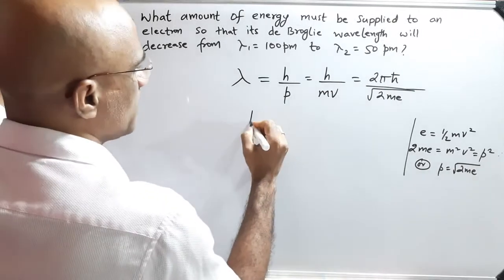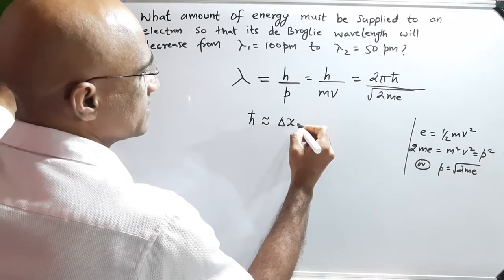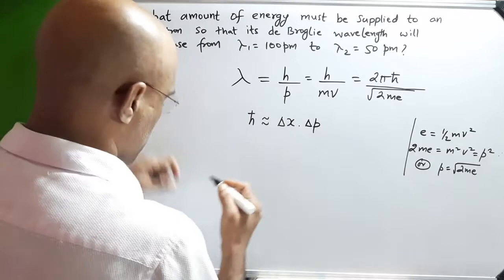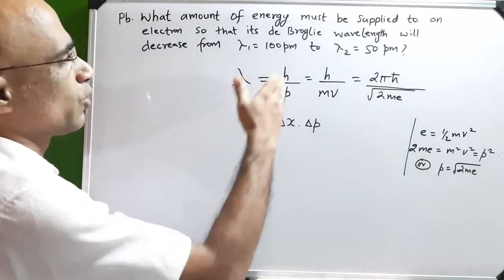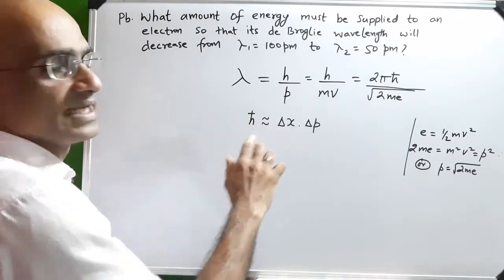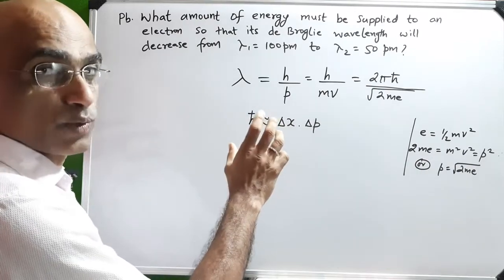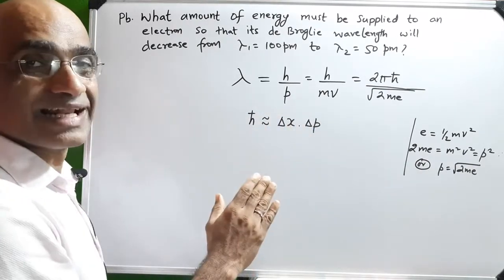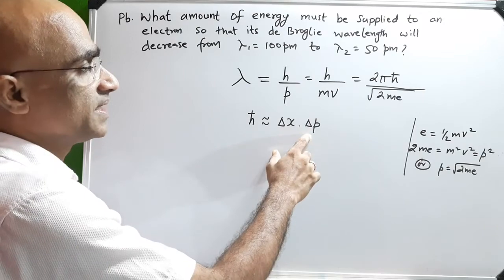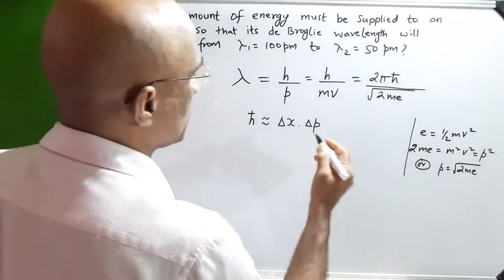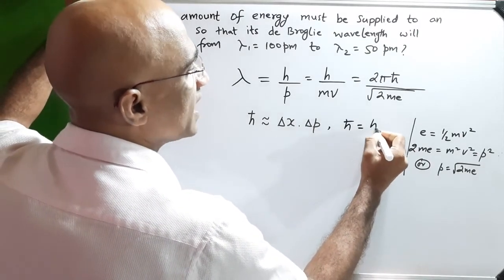Now, we have h bar, which can be approximated to the uncertainties delta x multiplied by delta p. The de Broglie equation clearly incorporates Heisenberg's uncertainty principle, which says that it's not possible to predict or measure accurately the position and the momentum of an electron at a particular instant. So delta x is the uncertainty in position, delta p is the uncertainty in momentum. Now this delta x and delta p, which is nothing but h bar, I can write as h by 2 pi.